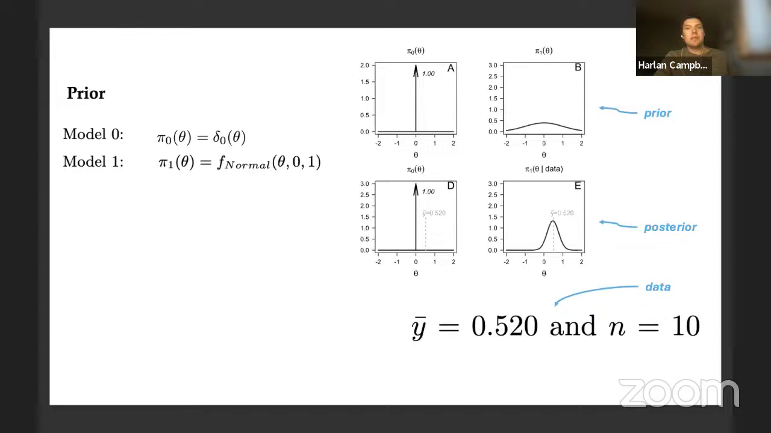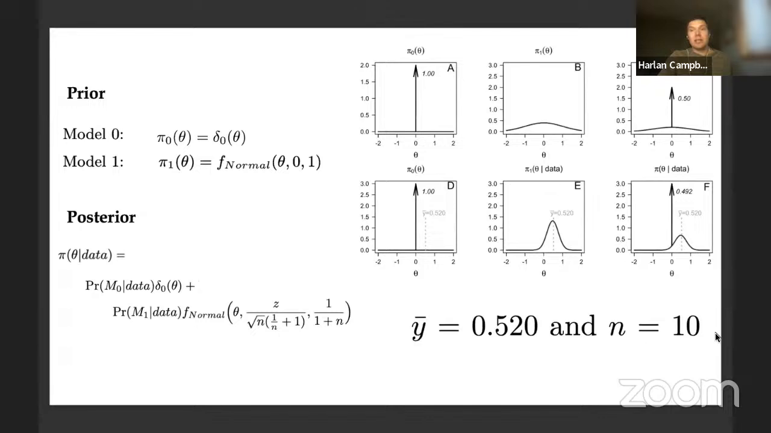Here's the second example we present, perhaps a more interesting example, in which model 0, instead of being a narrow normal, is now a spike at 0. So this is a little bit more like the coin flip example that we started off with, where you have the spike at 0 as model 0 versus a wide normal for model 1. Actually, it's a normal with variance of 1, so I suppose it's not that wide. And once again, we observe the same data here, 10 observations with a mean of 0.52.